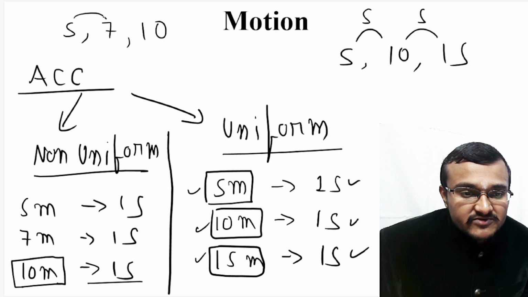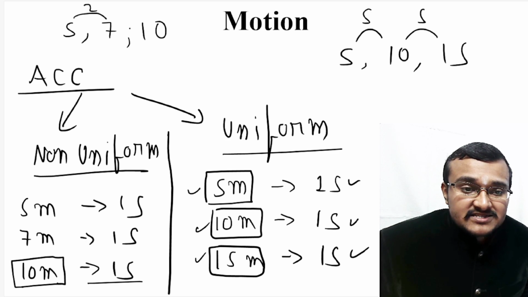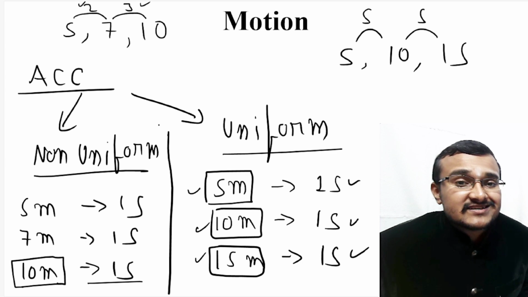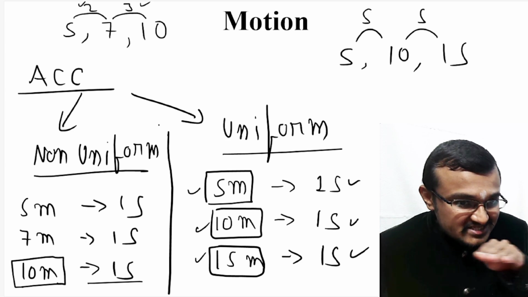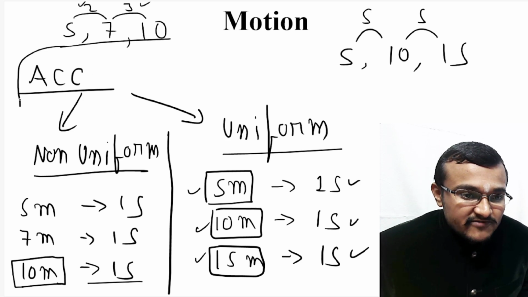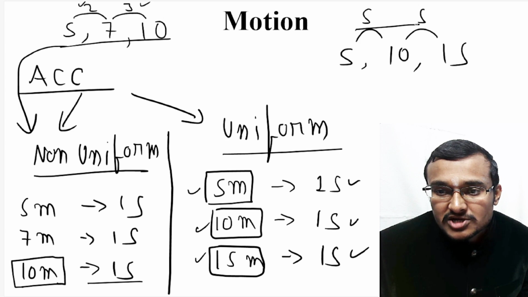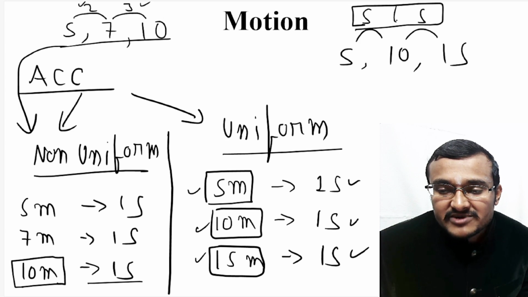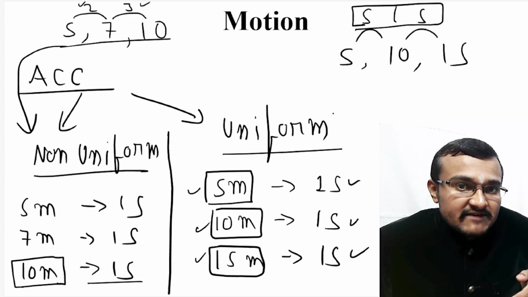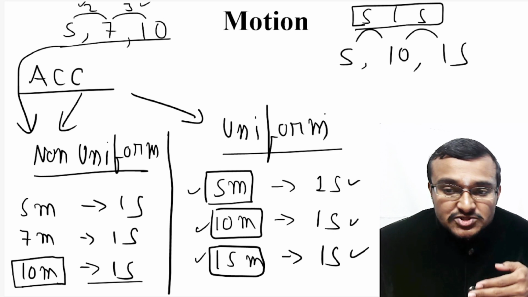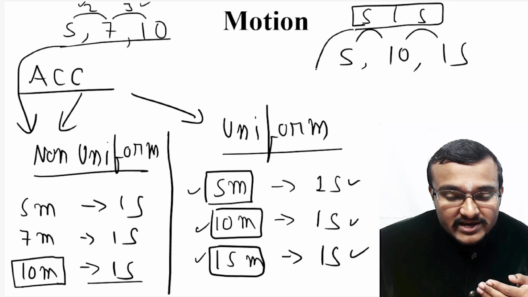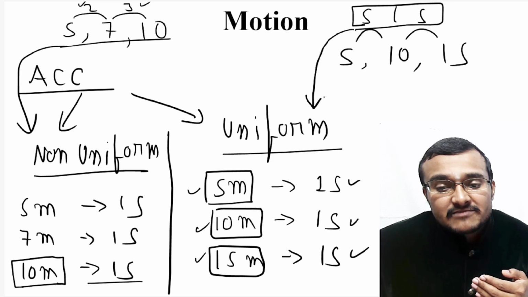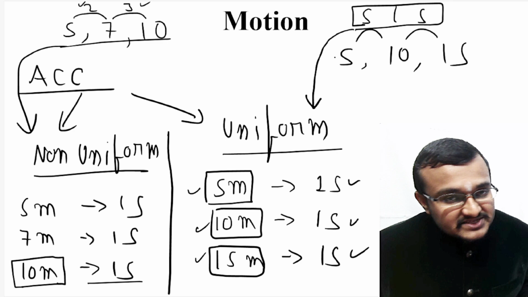So now if you take the difference between these, the difference between 5 and 7 is 2, and the difference between 7 and 10 is 3. Here you can see 2 is there, and here you can see the difference 3 is there. That means constant increase in velocity is not happening. So this kind of acceleration is known as non-uniform acceleration. But if the velocity is increasing by 5 meter per second in every second, so constantly the velocity is increasing, this kind of constant increase in velocity will be accounted for uniform acceleration.